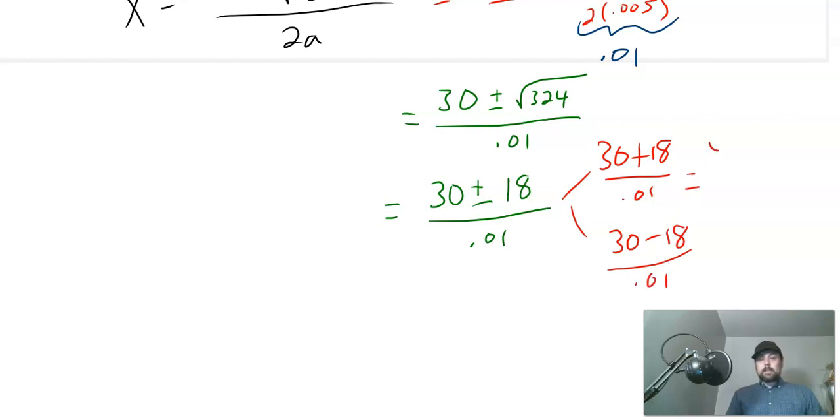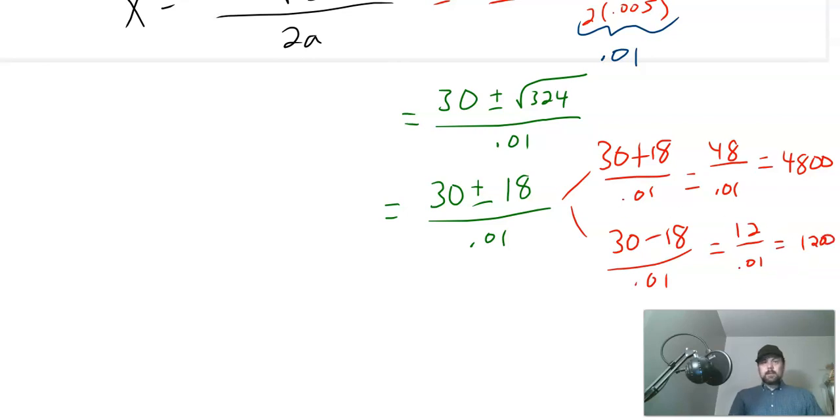And so 30 plus 18 is going to be 48 over 0.01. And I just happen to kind of know a shortcut for dealing with this. Dividing by 0.01 or 0.001, all that does is move the decimal place of the number on top. So this will actually move it twice to the right. So there's 2 decimal places here. It'll get moved twice to the right up here, and you'll get 4,800. This one we subtract, we get 12 divided by 0.01, and so we get 1,200.